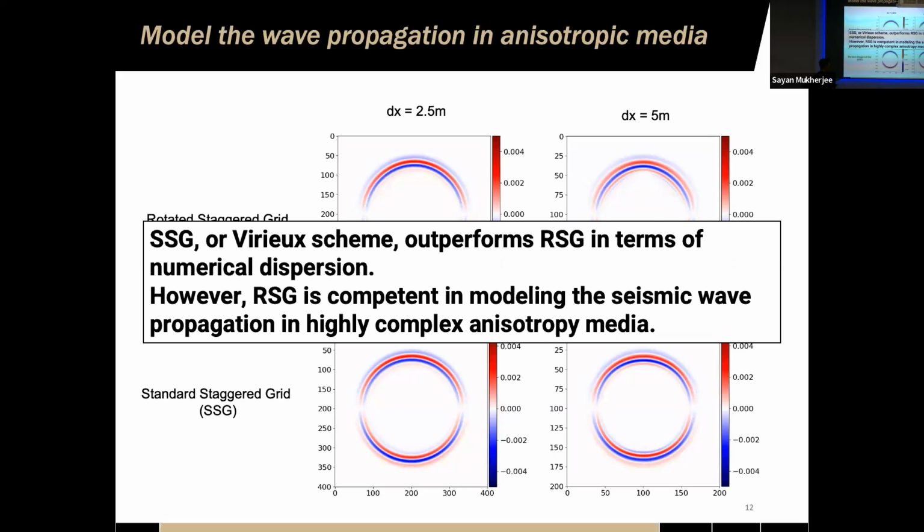To conclude this part, the standard staggered grid outperforms the rotated staggered grid in terms of numerical dispersion and computational efficiency, because we can achieve the same result but use fewer grid points. That means less memory in terms of industry usage. However, if we want to do modeling in very complex anisotropic media, the rotated staggered grid is the only choice we have, not the standard staggered grid.